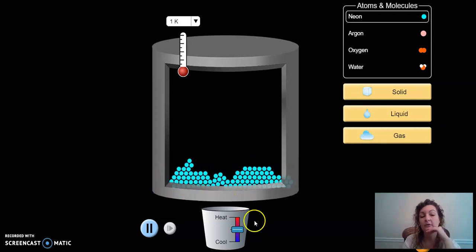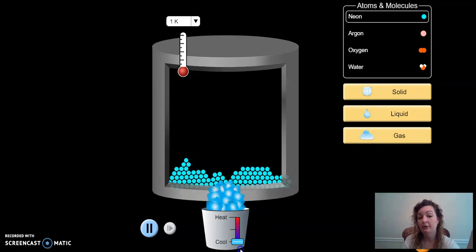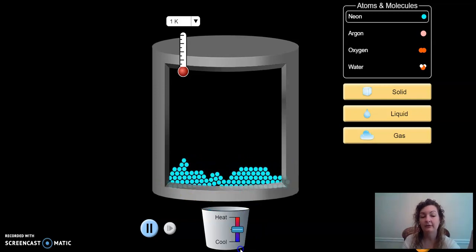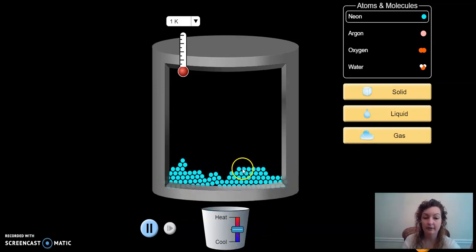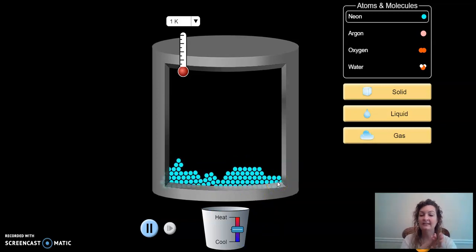Okay, once we do this long enough, it will freeze. All right, and once it freezes, it will become a solid. We can tell that happened because now they're just vibrating in place. They're no longer sliding past one another as a liquid would appear. Okay. So I'm just going to click on these on the side so you can see them happening.